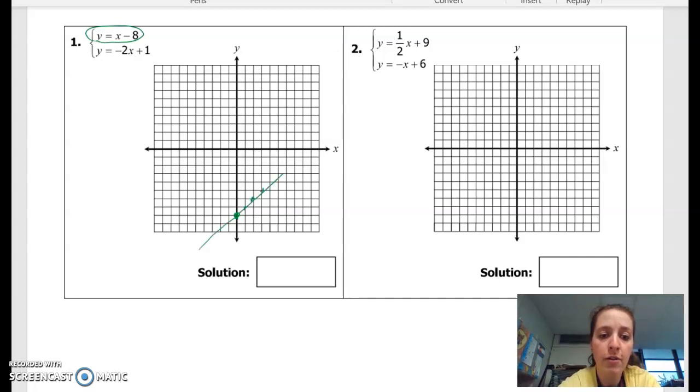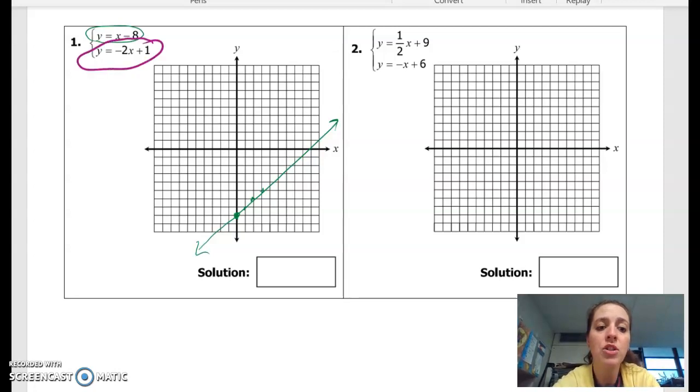So my first equation, and I like to use color when I'm doing this, it's not something you have to do. And my other equation is this negative 2x plus 1. So I have my plus 1 and a slope of negative 2. So you'll see I have the purple line. Then I can find my intersection point, which would be right here.